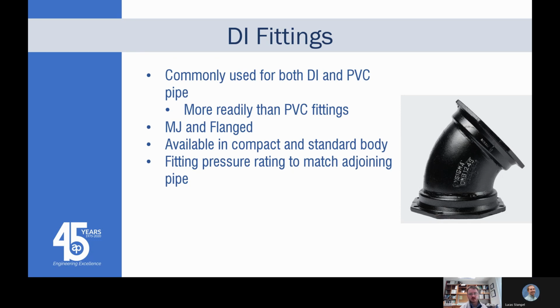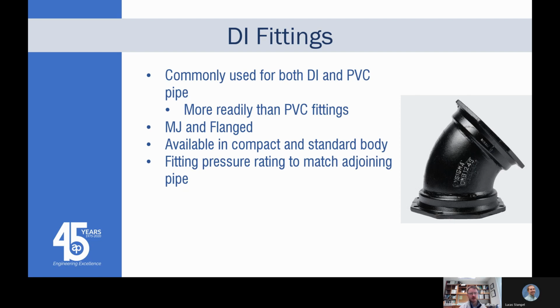So ductile iron fittings are commonly used for both ductile iron and PVC pipe, so you can use them for both of those. They're more readily available than PVC fittings, and a little more common, I would say. You can get an actual PVC fitting, generally a molded fitting made of PVC for PVC pipe. Probably the one benefit of those is they're more of a custom order. If you need an 18-degree joint, you can get that made, but I think they're typically a little bit more expensive and, like I say, not really readily available.